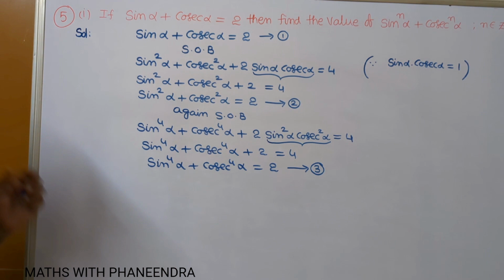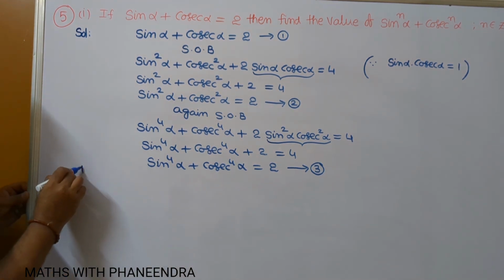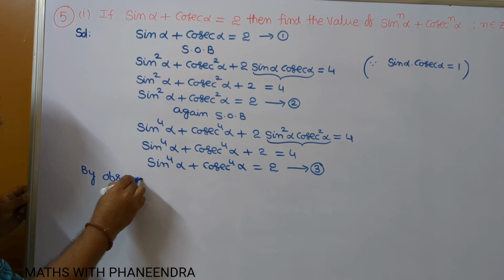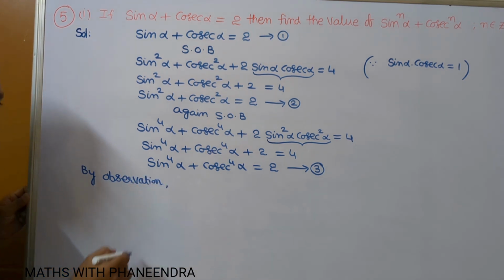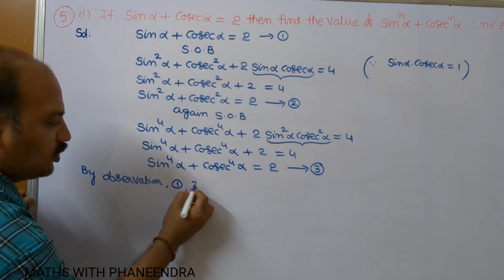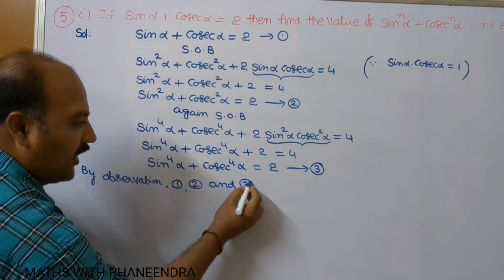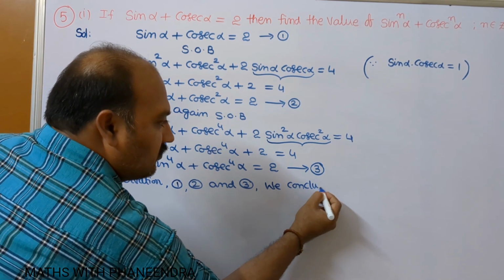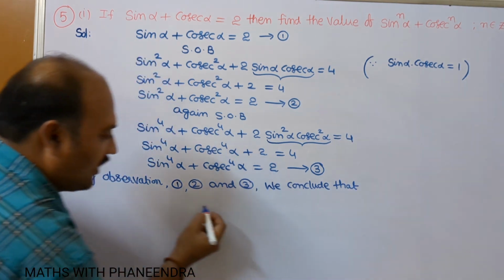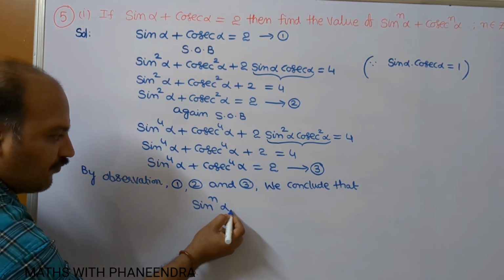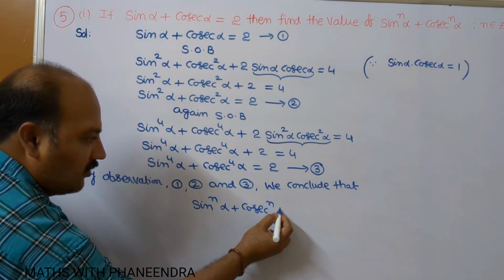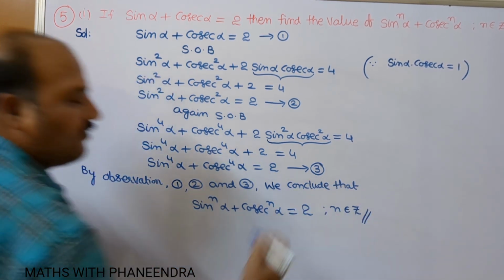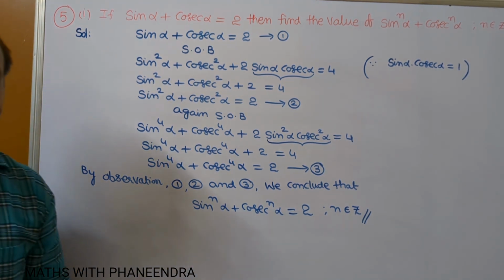From equations 1, 2, 3, by observation, we conclude that sine power n alpha plus cosecant power n alpha is equal to 2 for n belongs to Z. I hope everyone understands this, students. We'll move on to another question.